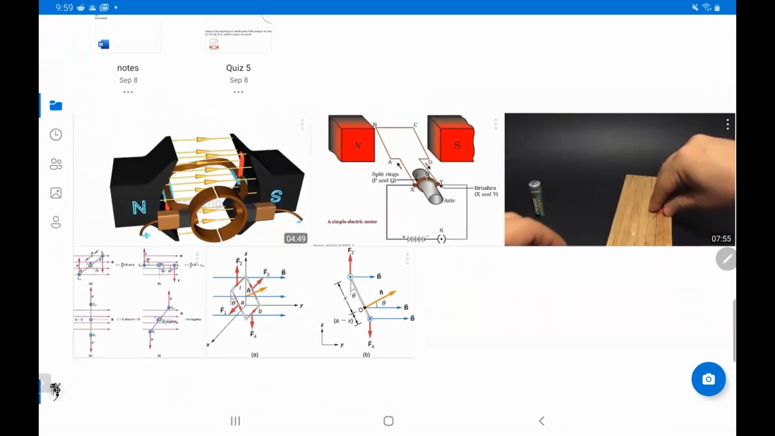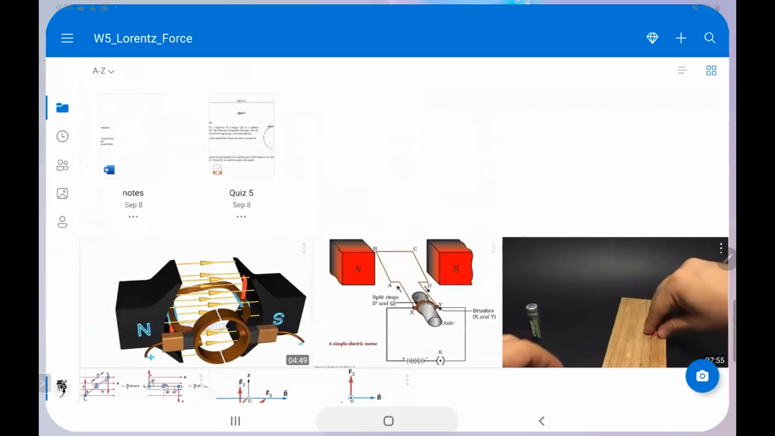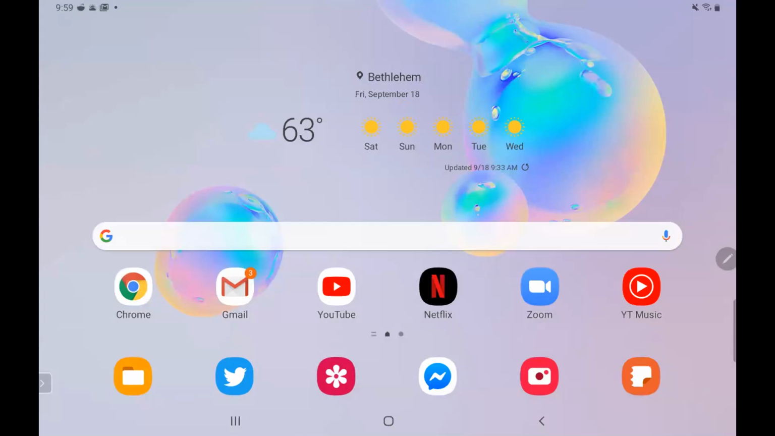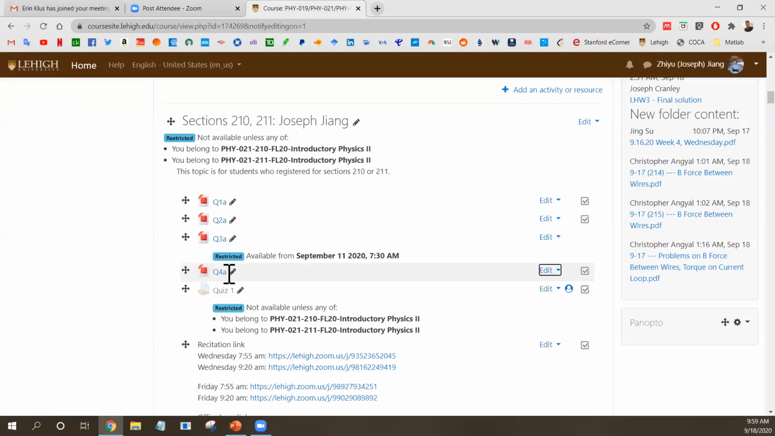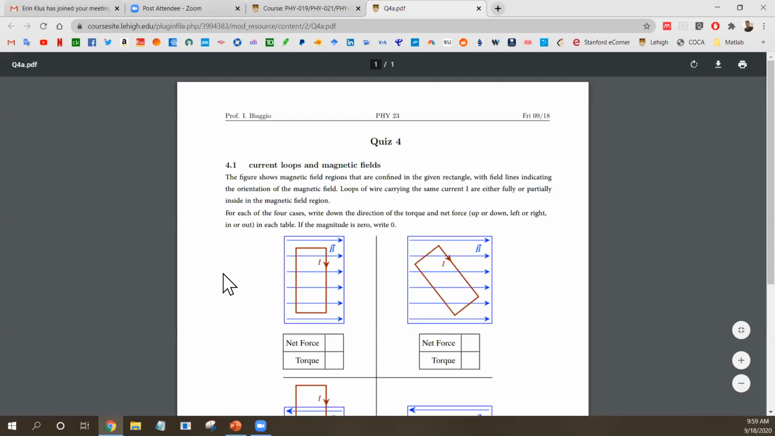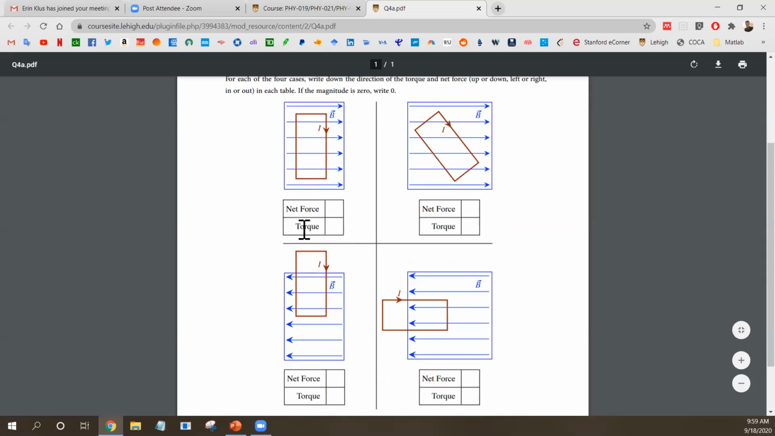Okay, so do you have any questions? If not, let's move to the quiz. So the quiz, we have 10 minutes. I'll show you how to do the quiz. On the course site, you can see a quiz. When you click this one, you will see there are 4 small tables.